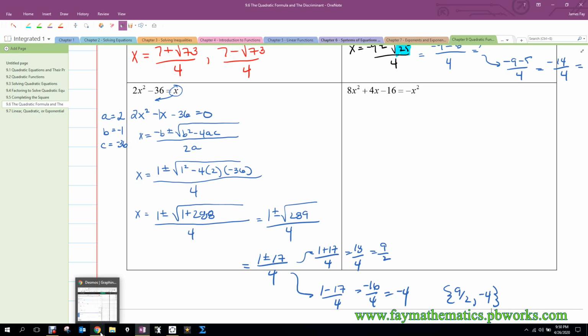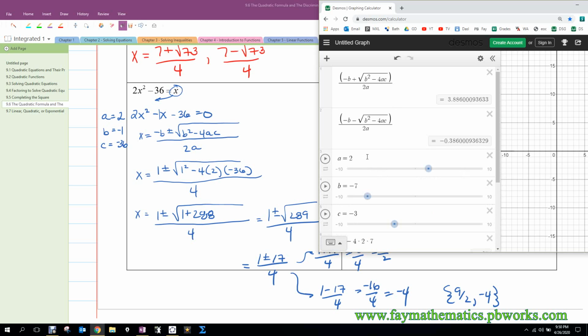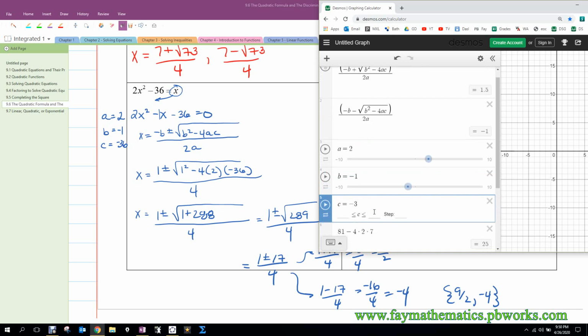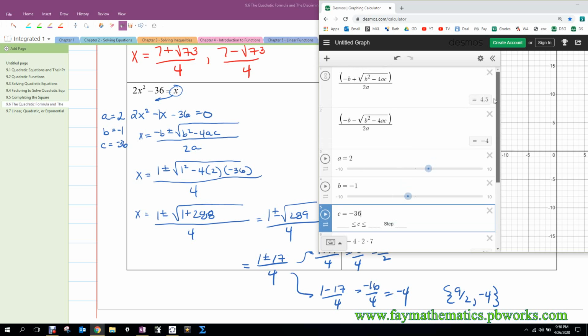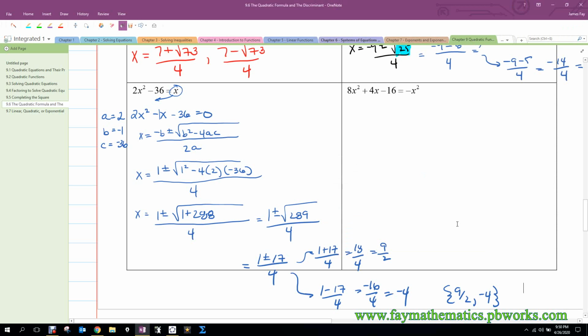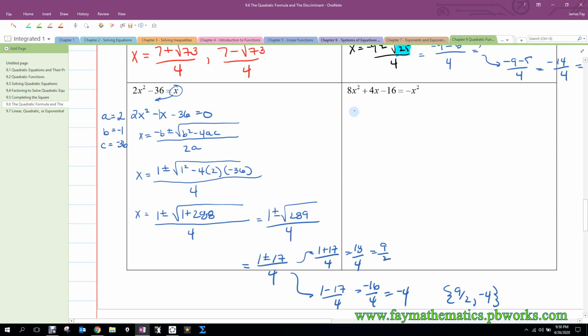Let's just double check that real quick. Let's go back up to what we had up here. So A was 2, B negative 1, C negative 36. Okay, even with Desmos here, if you want to see, you got your 9 halves, hit the fraction button, you got the 9 halves, and then you got your negative 4. Last one, at least the last one I've got written here. I might do another one here in a moment.